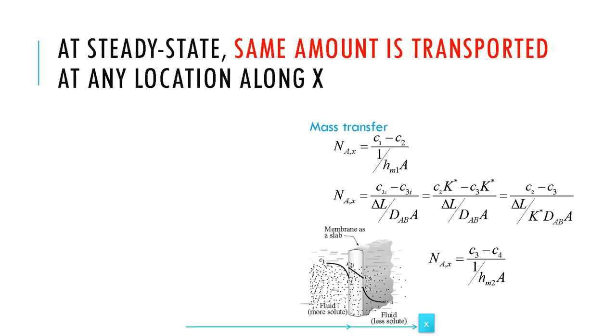Now, back to the problem we're working on. We now have to try to combine the three equations that we have. Before that, we convert the equation for the membrane from C2i and C3i in here to C2. So I plug in for C2i as C2 times K star from the previous slide, and C3i equal to C3 times K star. So that leads to this expression for the diffusion through the membrane.